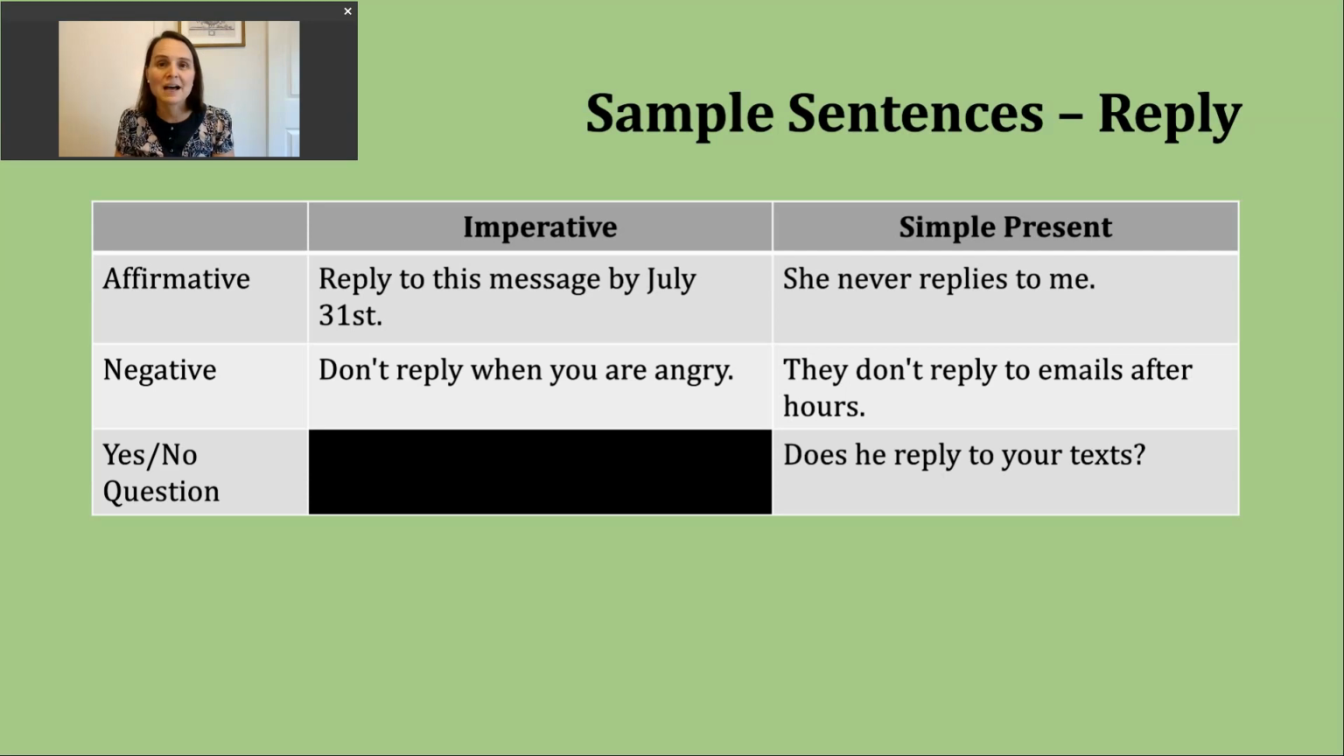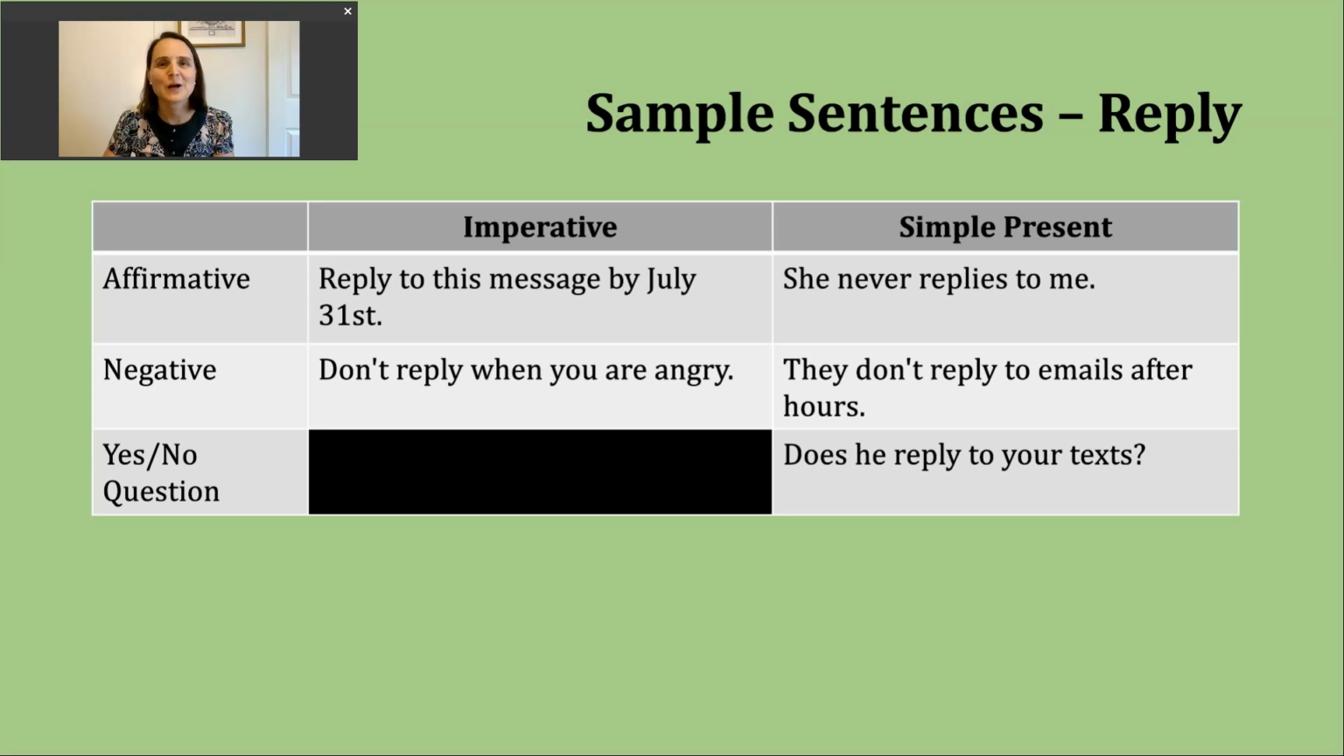It could be referencing some form of writing. But you can see that IES, and that's because my subject is she, right? If my subject had been they, never reply, REPLY, to me. Okay. Now, to make a negative simple present sentence, you want to use do not in the base verb.